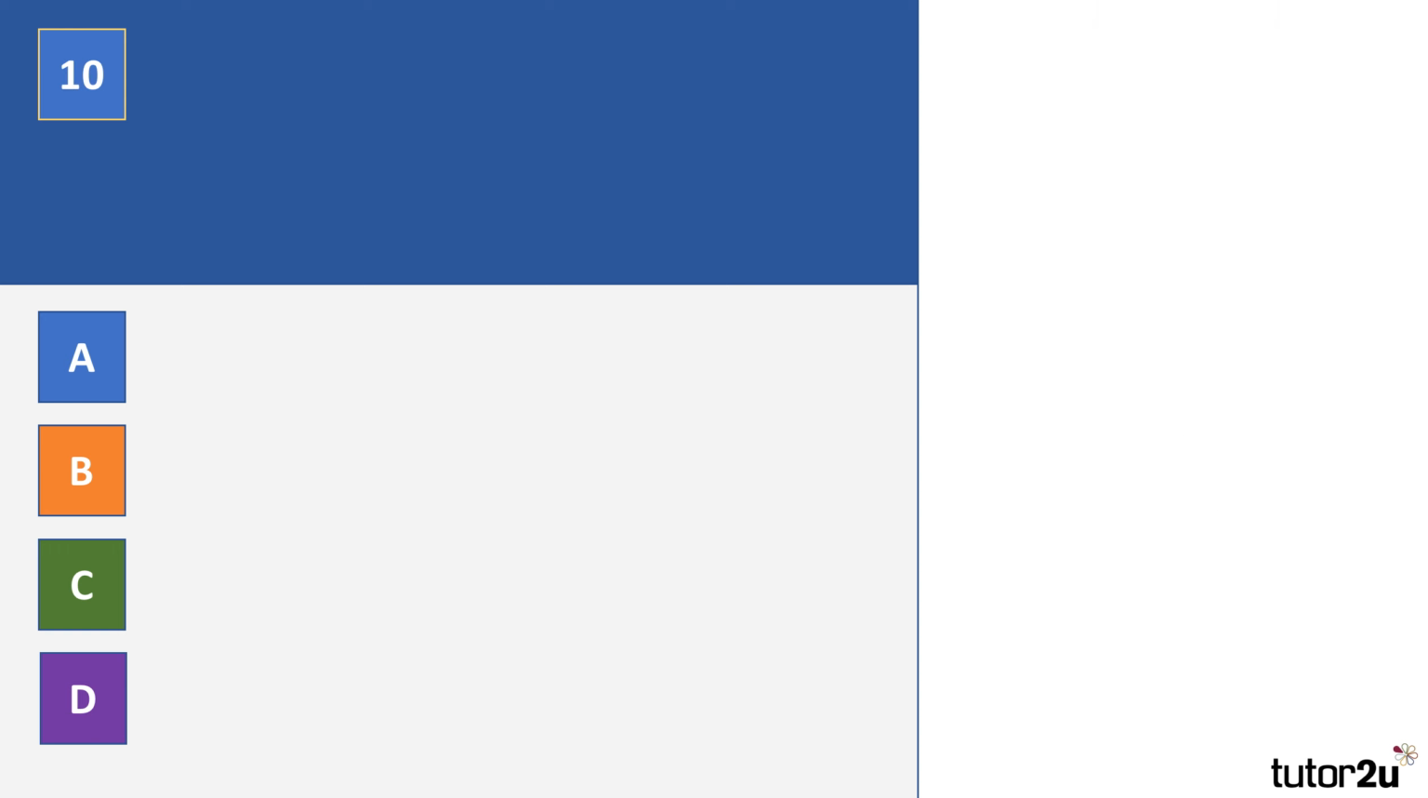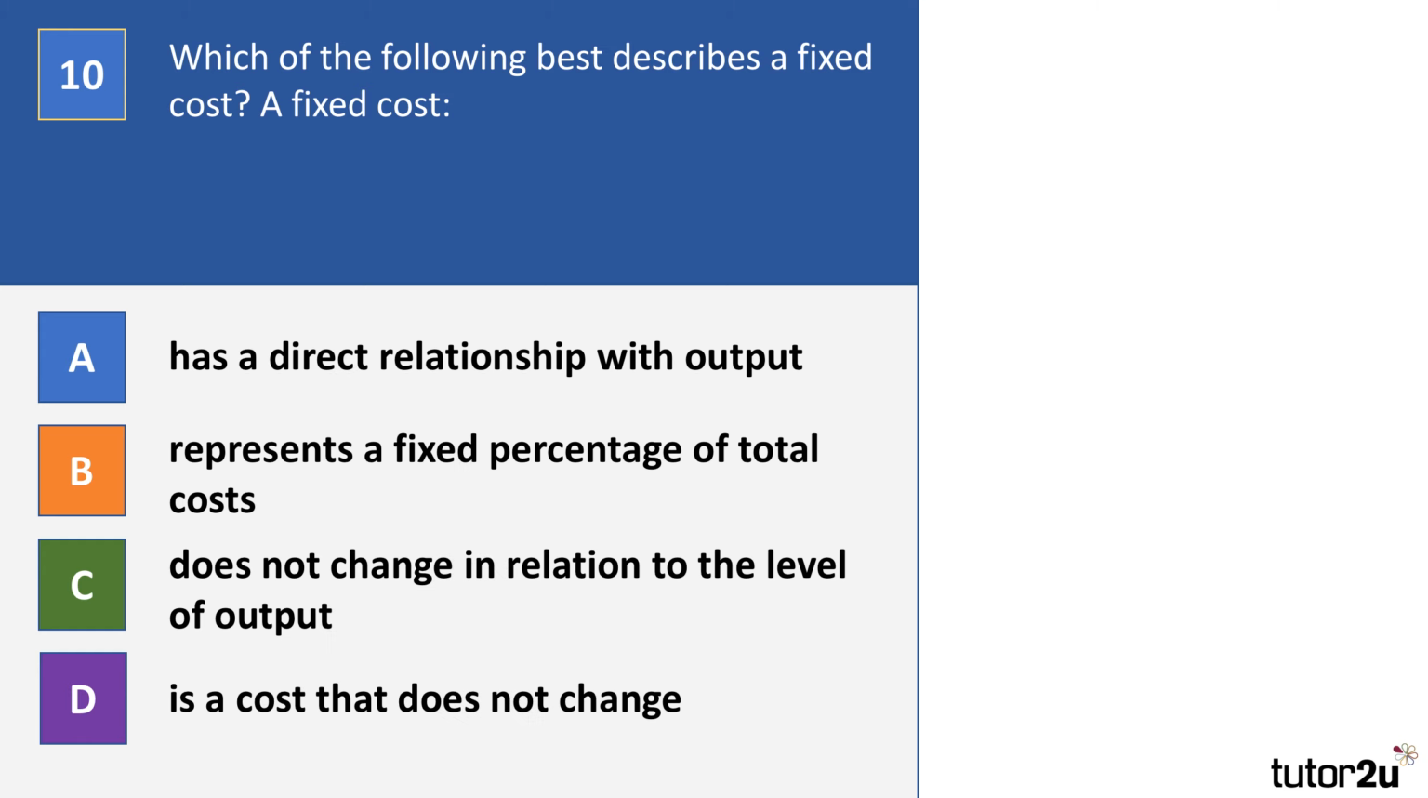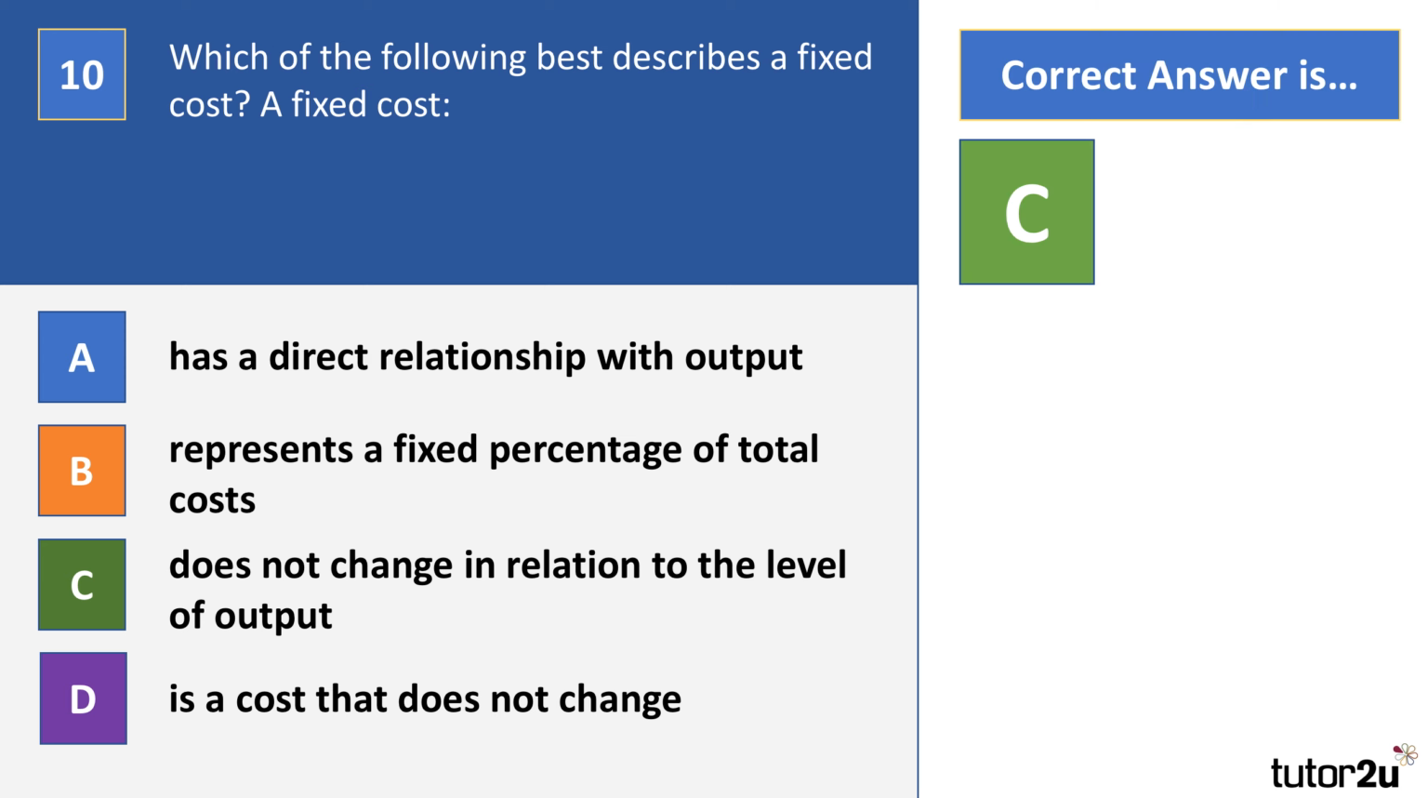Moving on to question 10. Which of the following best describes a fixed cost? A fixed cost is, and here are your 4 options. So pause the video and spot the correct answer. And let's have a look. Did you choose answer C? Hopefully you did. Now, quite a few people might go for answer D.